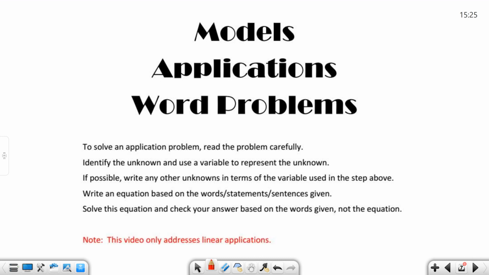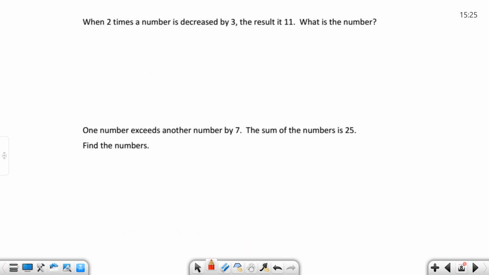So this video only addresses linear applications. Again, something you can write in one variable, possibly an X and a Y and solve for, but we're probably not even going to do that. We're going to do it in X or H or T, and then everything else is going to be in terms of H or X or T for that problem. So let's look through some of these. We're going to start with straight, just write down an equation from the words and go from there, okay?